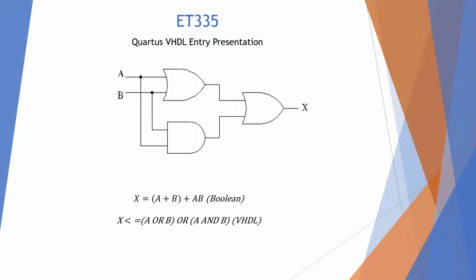So anyway, the first thing we need to do is take our logic circuit and convert it to Boolean. So we're going to have A plus B plus A times B. So that would be the plus there. And then we're going to convert it to VHDL. So we're going to have A or B, or A and B, and that's VHDL language. So I always keep the parentheses there to keep it from getting confused.